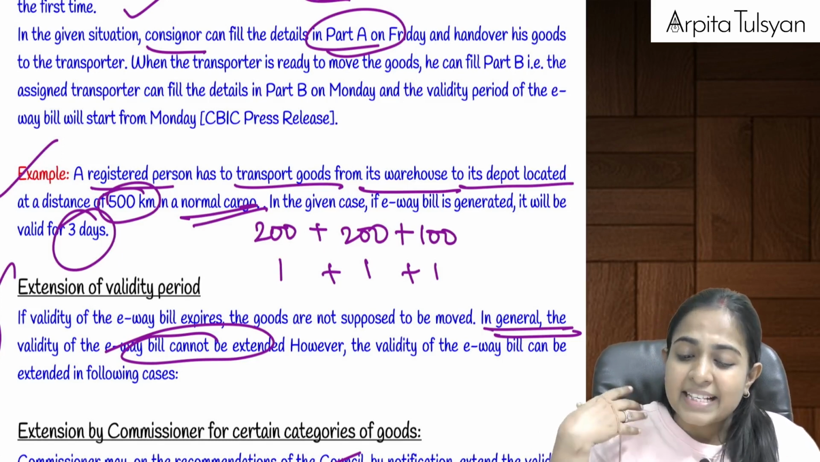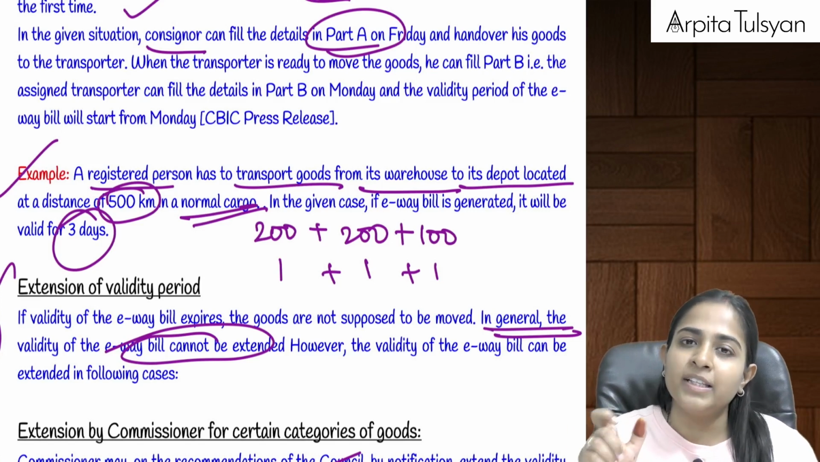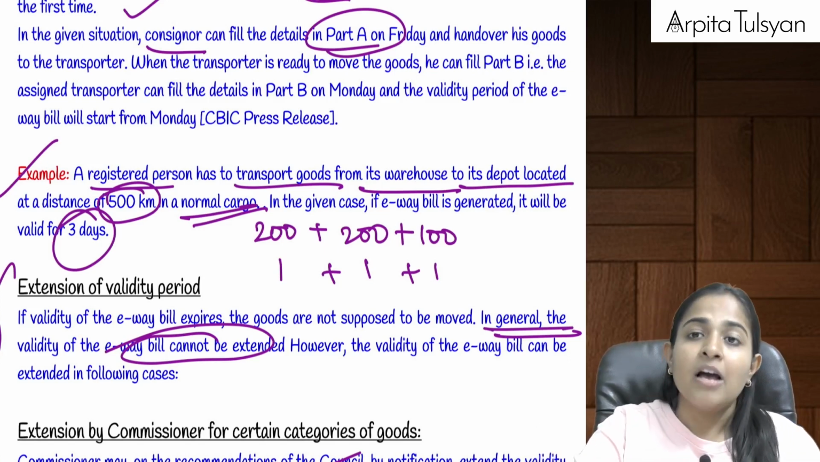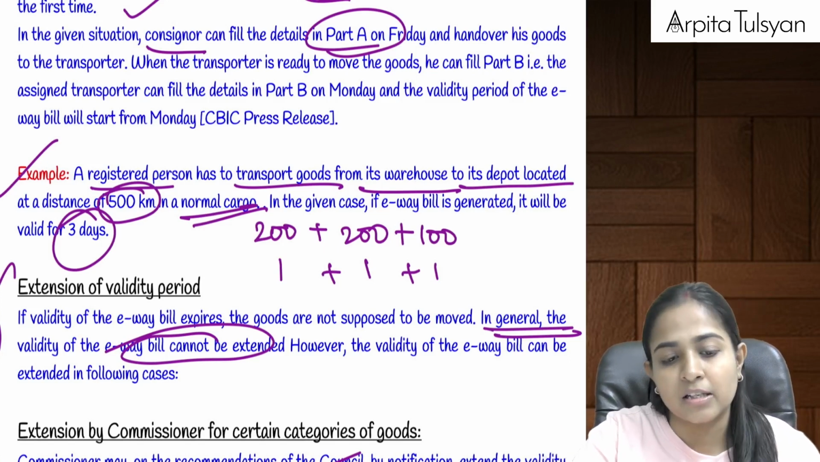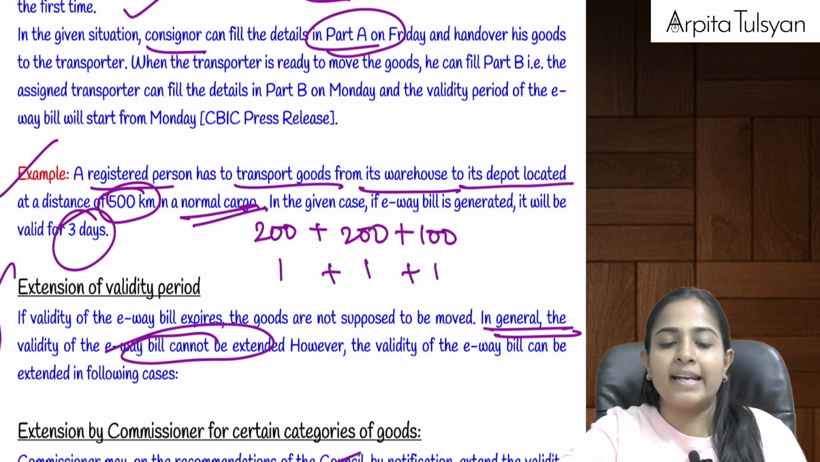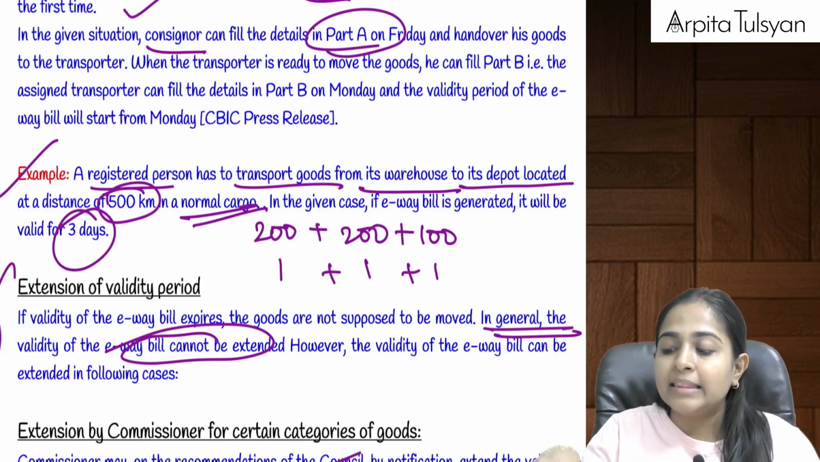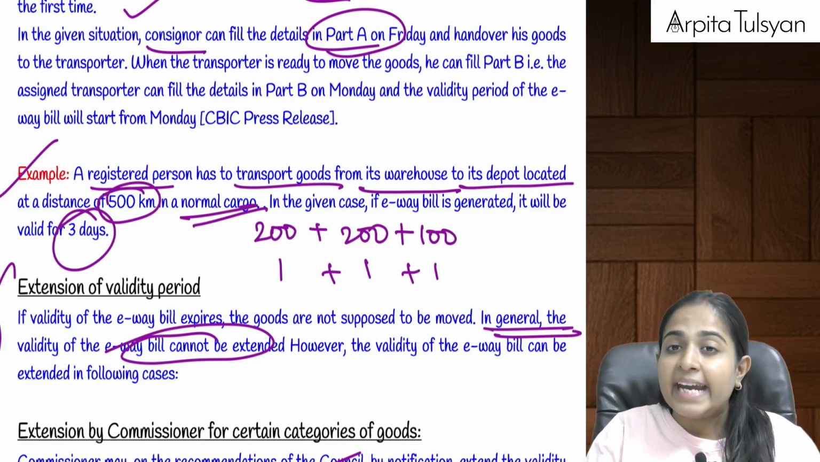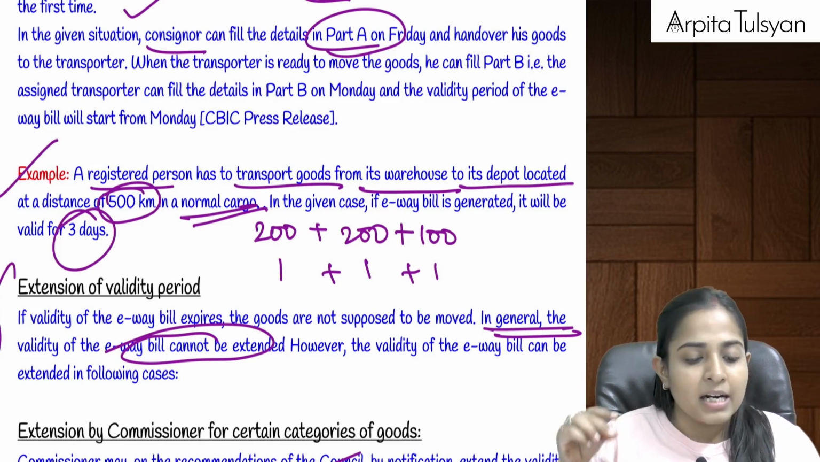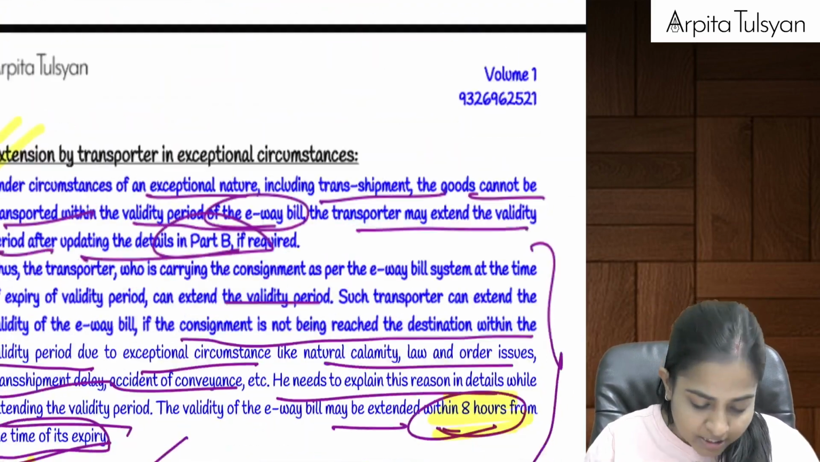Yes, can there be some exceptional circumstances or natural calamity, etc., where it is not possible to complete the transportation of goods within the specified validity period? Yes, there can be a possibility. Let's say there was a war-like situation, or floods, or any such exceptional circumstances. Then in such cases, the transporter who is carrying such goods can extend the validity by applying on the GST portal, and the validity can be extended within a time period of 8 hours from the time of expiry. Now it is going to expire at midnight, right? So within a time period of 8 hours, the validity should be extended on the GST portal. And yes, definitely the reasons for such extension have to be given.